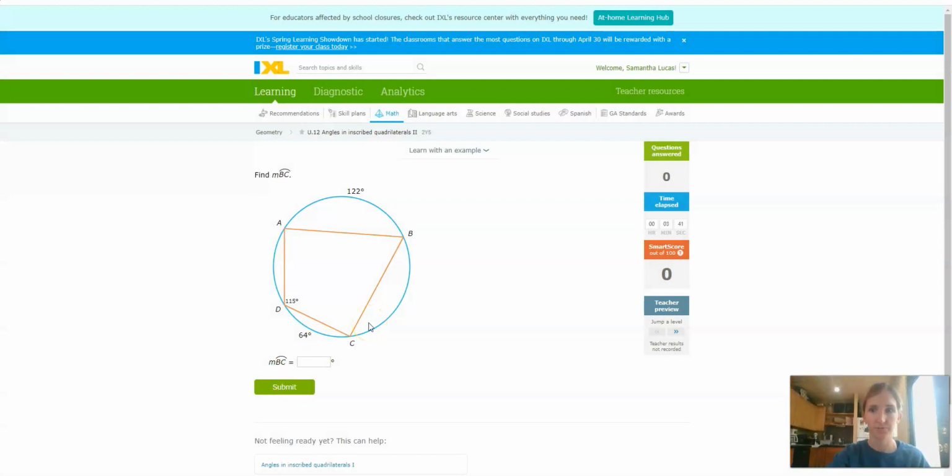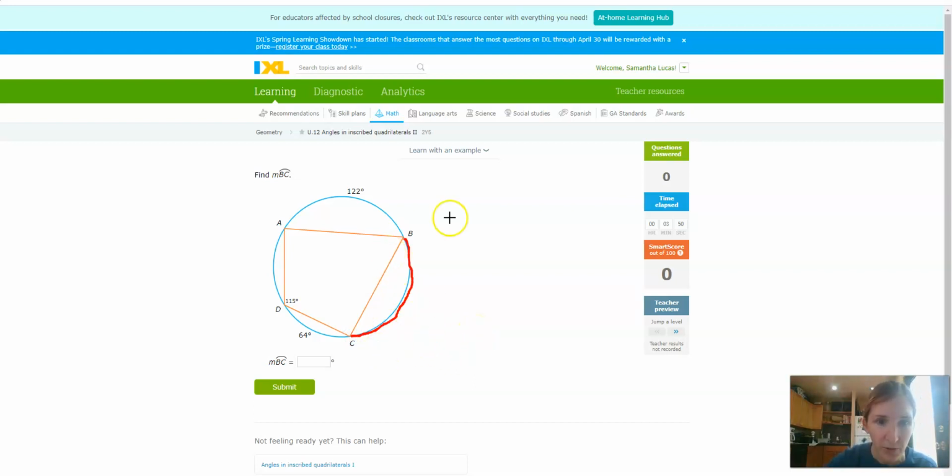So this was my first problem that came up on U12. Looking at this, let's always see what I'm trying to figure out first. I'm trying to find the measure of arc BC, so let me go ahead and highlight arc BC. I'll do the best I can. My drawing has not improved since I've been home for digital learning.